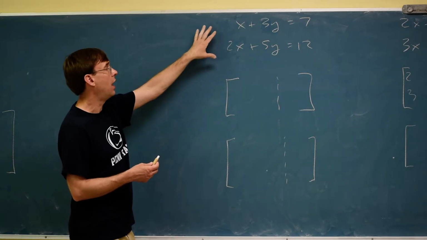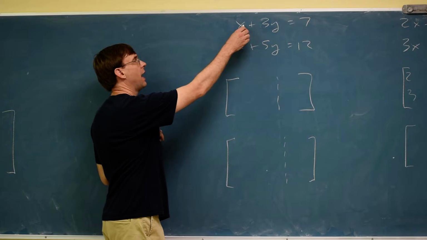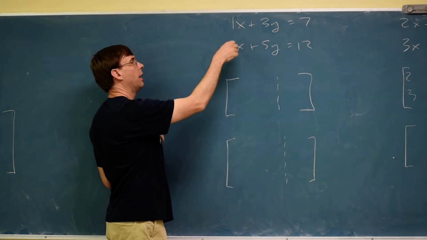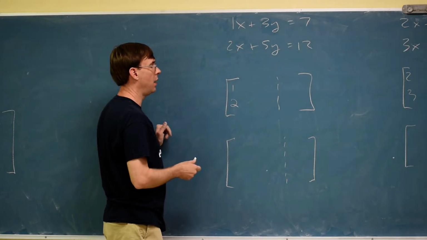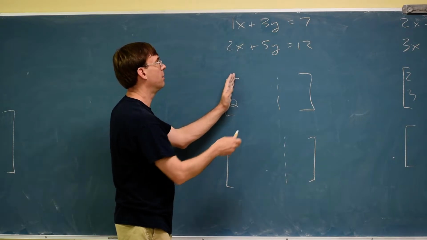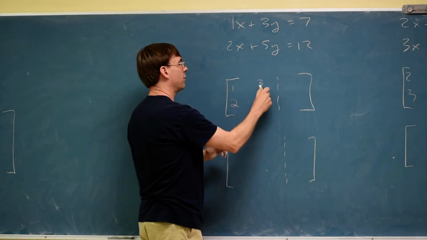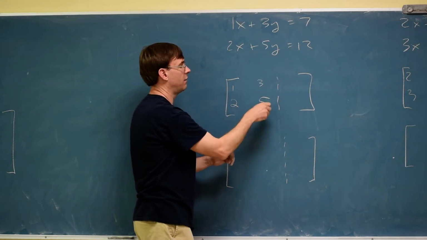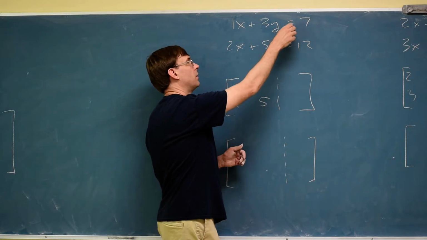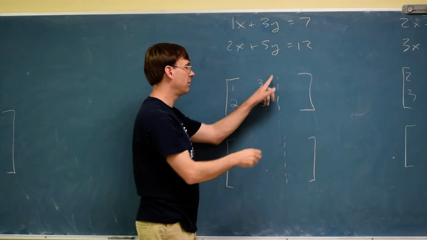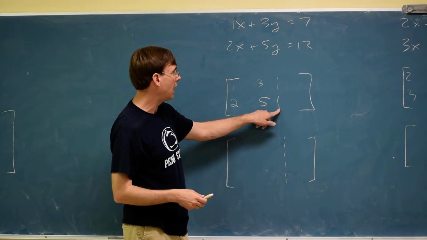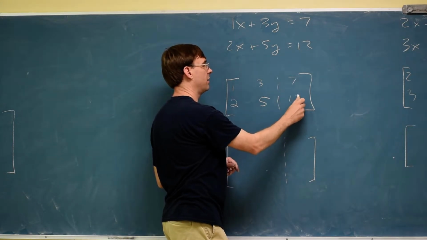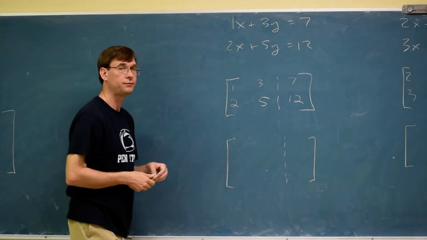the numbers in front, in columns. So the x column, there's an invisible 1 and there's a 2. So I'm going to write a 1 and 2 in the first column of numbers. 3 and 5 for the y's, I'm going to write 3 and 5 in the second column of numbers. Where the equal signs are, I'm going to do this little dotted line. And then 7 and 12 live over there.